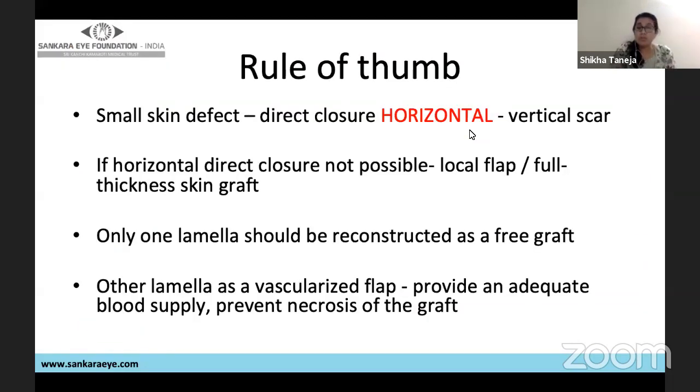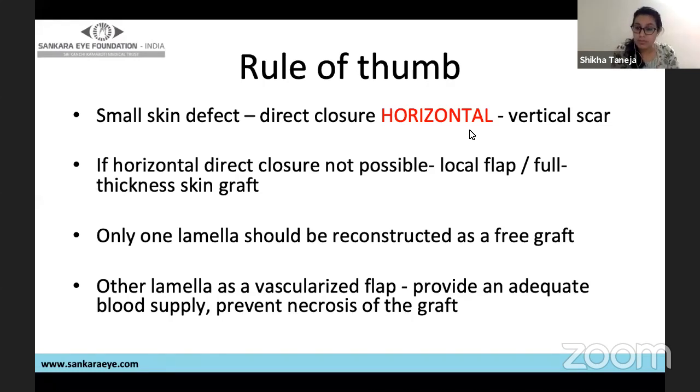So what are the rules? Again, as I told you, if it's a small skin defect, we can go ahead with a direct closure. If direct closure is not possible, we need to do canthotomy and cantholysis. If that is also not sufficient, go ahead with a flap or a graft. Only one lamella can be corrected with a free graft. You cannot put a graft over a graft.